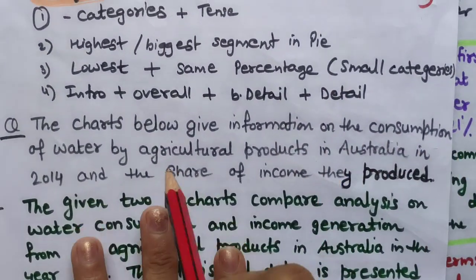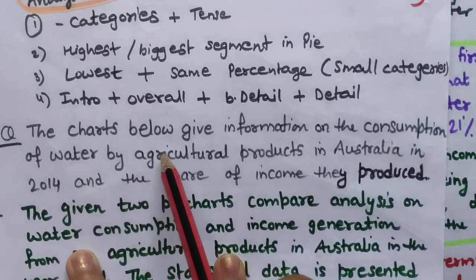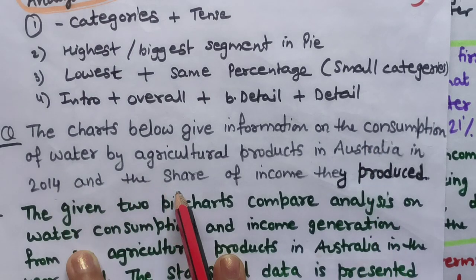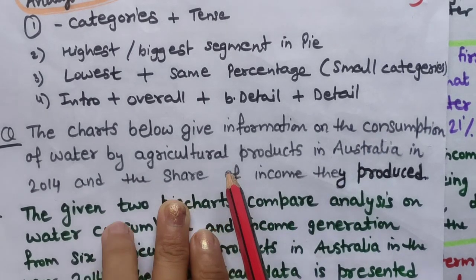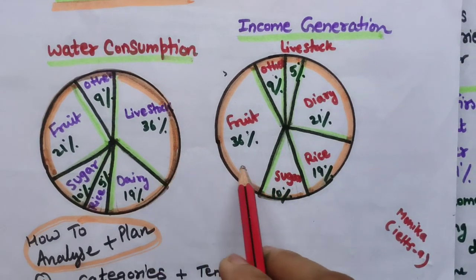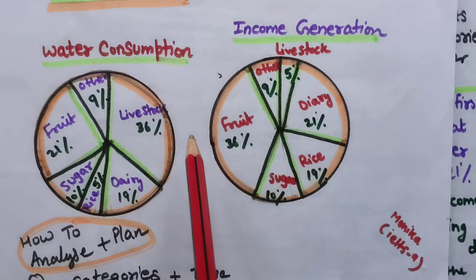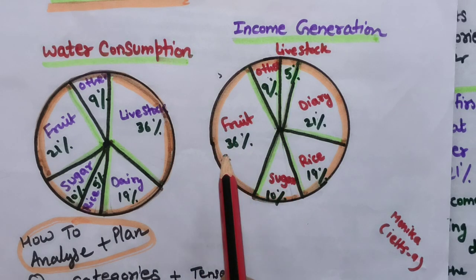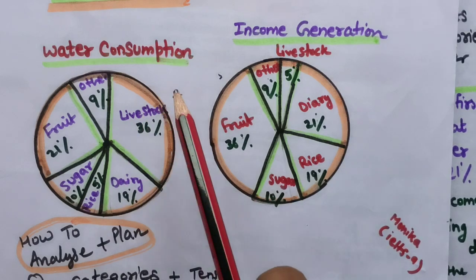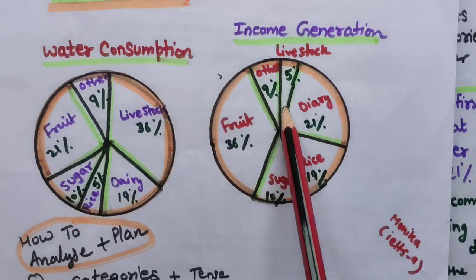See this: the charts below give information on the consumption of water by agricultural products in Australia in 2014 and the share of income they produce. So we know that the charts provide information about, or a comparison between, this water consumption and income generation across these 6 categories. We know this is in 2014, we know this is in Australia, and we know there are two titles of these two pie charts.